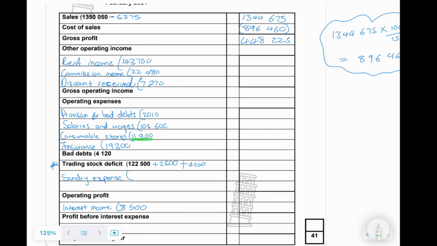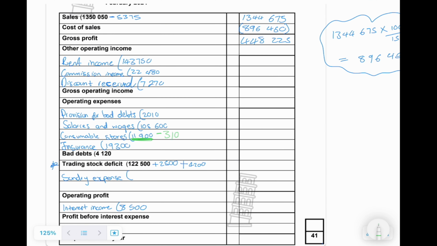Okay, so now when they say that consumable stores have been left over, or when we counted during our physical stock count, we counted that 3,100 of consumable stores were left over. It means that the 3,100 worth of consumable stores were not used out of the 11,900. Okay, so we have to now subtract the 3,100 from the 11,900 to say that this is the consumable stores that have not been used in this financial year.